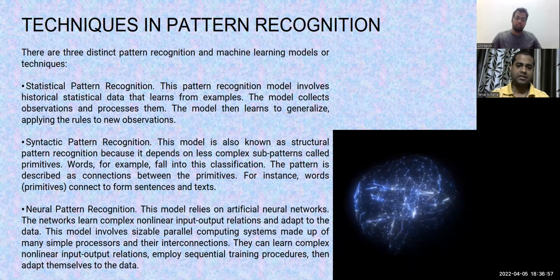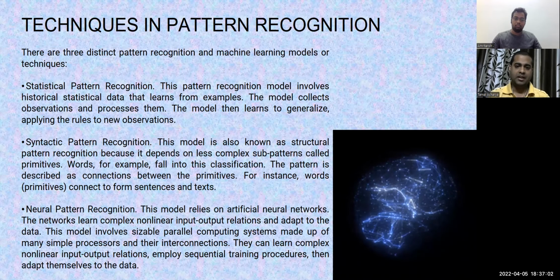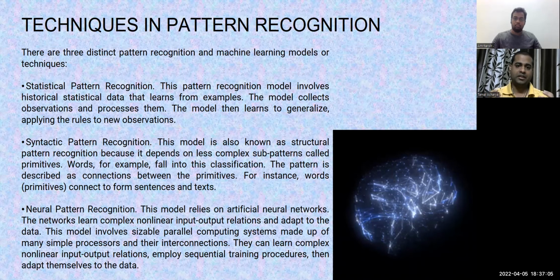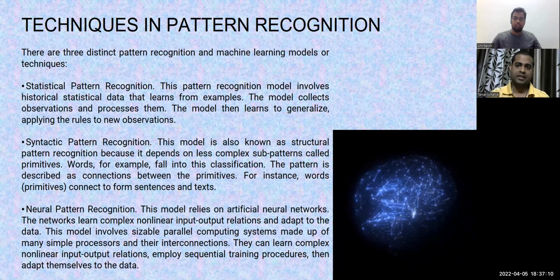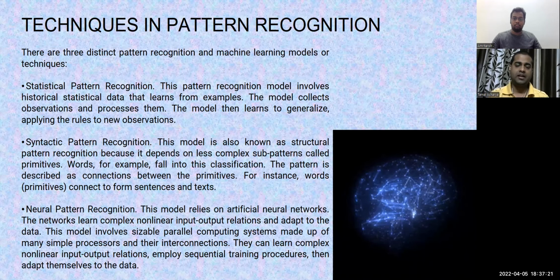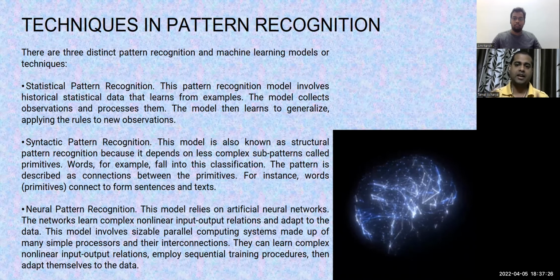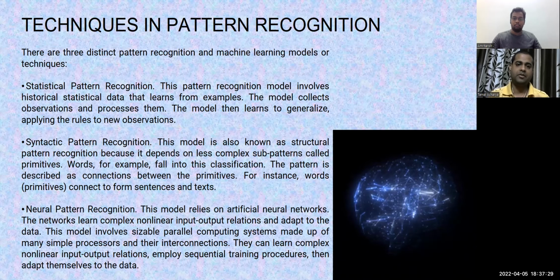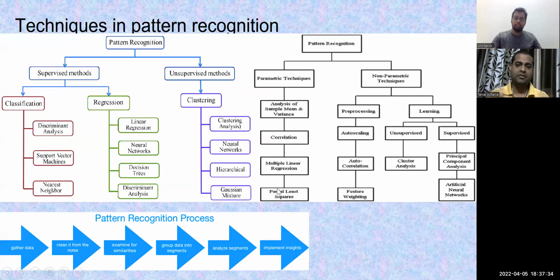Next is neural pattern recognition. This uses artificial neural networks, with parallel computing, distributed computing, and high-end models such as convolutional neural networks, LSTMs, and RNNs. You are trying to understand the complex, nonlinear input-output relations which simple machine learning algorithms cannot pick up. For those situations, you will use high-end neural networks, which fall under neural pattern recognition. So these are broadly the three kinds we use every day in our tasks.